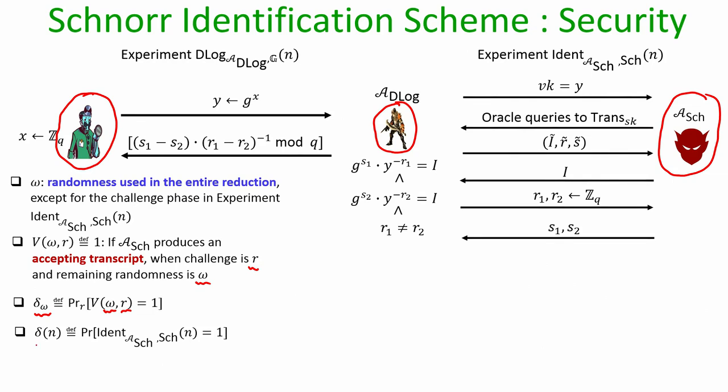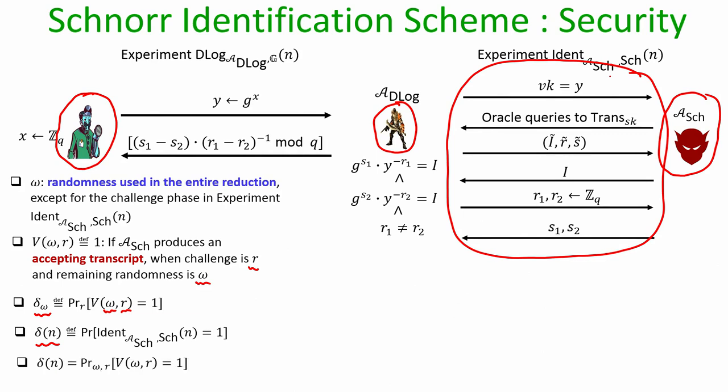And then let me call this function delta of n the probability with which this adversary against the identification scheme can win the security game in this reduction. So, as per the notations that we have introduced till now, this delta of n is nothing but the probability, over all randomness little omega used in this entire reduction and over all challenge randomness little r, that V(omega, r) is equal to 1.